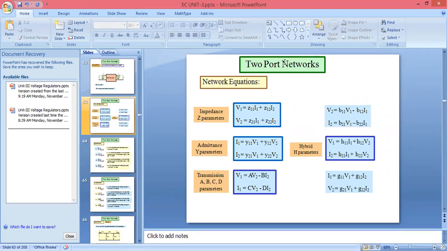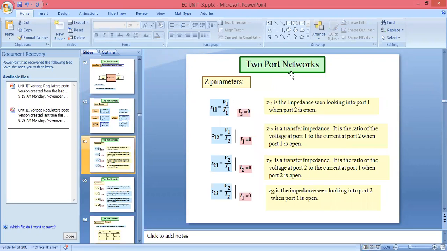when the network has two pairs of terminals, at that time we call that network a two-port network, and depending on the 4 variables: voltage across port 1, current flowing through port 1, voltage across port 2, current flowing through port 2, depending on these 4 variables, we will get 6 different parameters. This is Z parameter, this is Y parameter, ABCD parameter, inverse ABCD parameter, this is the hybrid parameter, and this is the inverse hybrid parameter. We can say H or inverse H.